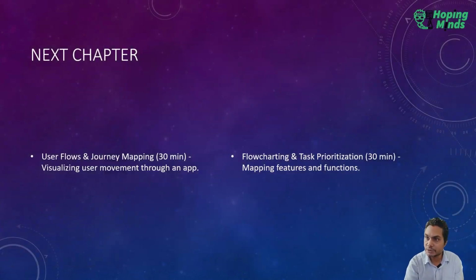So our next chapter is going to be about user flows, journey mapping, and after that we are going to learn about flow charting and task prioritization, that is, which task should be done first, and we'll also do visual user movement within the application. So see you guys in the next chapter.